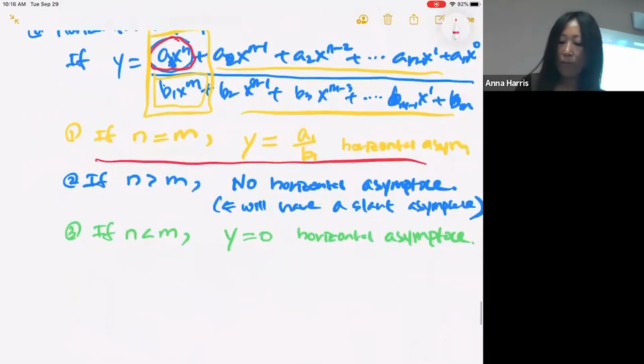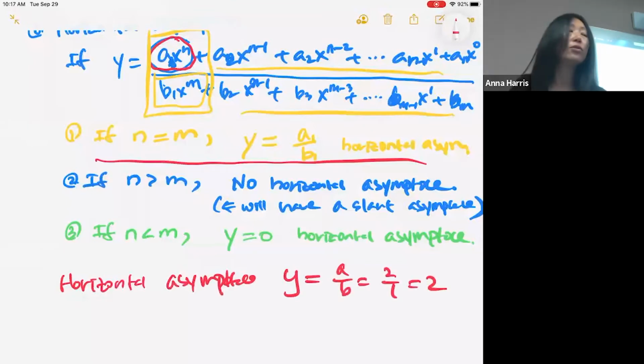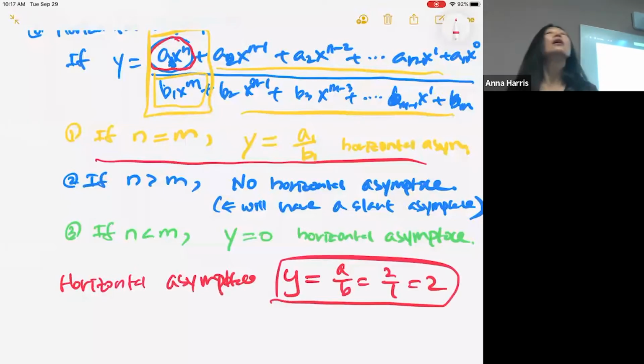So for our problem, the horizontal asymptote is y is equal to what? a over b, in this case 2 over 1, which is 2. So y equal to 2 is my asymptote, which means I do not have y equal to 2 as a value.